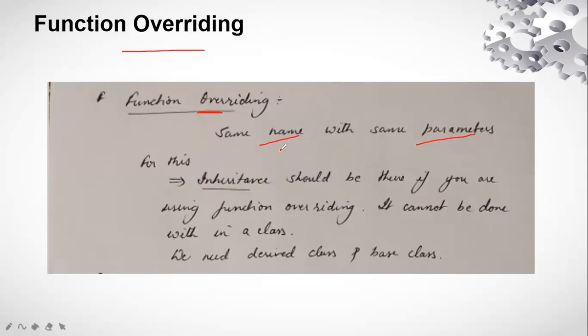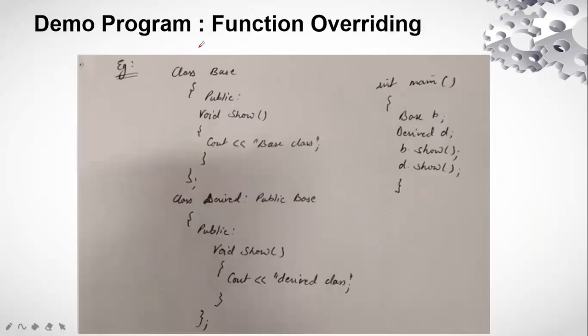So now we are going to see how we are going to work out with the function overriding. That means when we have same name functions and with the same parameters. So here we need to work out with the inheritance. We should use inheritance for using the function overriding. Now it cannot be done in a class. We need to have a derived class and a base class. And we know that how do we define the derived class? With the help of inheritance. So let's see the program.